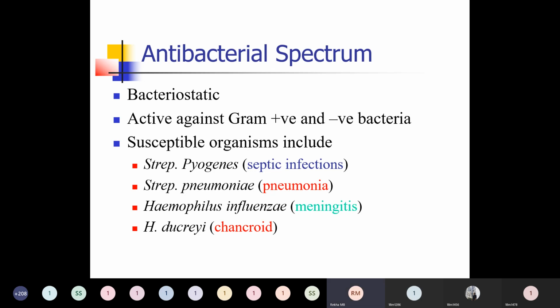Coming to the spectrum of activity. Sulfonamides are basically bacteriostatic. That is, they do not kill the microorganisms. They inhibit the multiplication of microorganisms. They're effective against few gram-positive and gram-negative bacteria. Susceptible organisms include Streptococcus pyogenes, which causes septic infections, Streptococcus pneumoniae, which causes pneumonia, Haemophilus influenzae, which causes meningitis, Haemophilus ducreyi, which causes chancroid, which is a sexually transmitted disease.